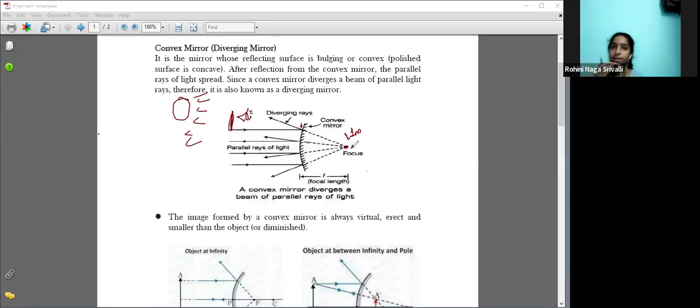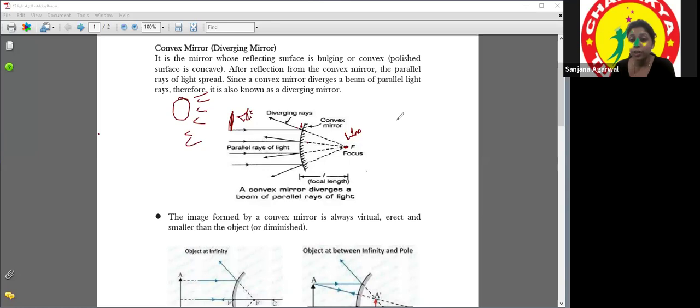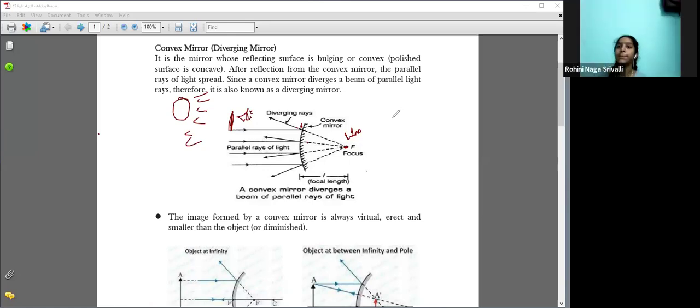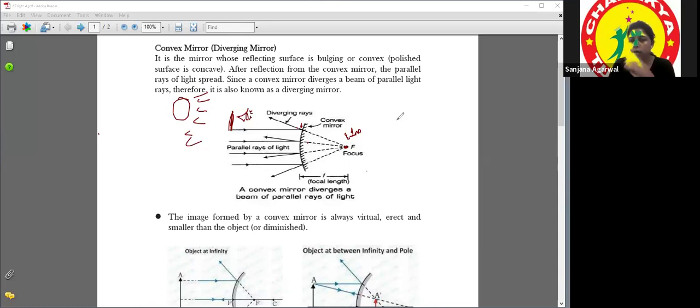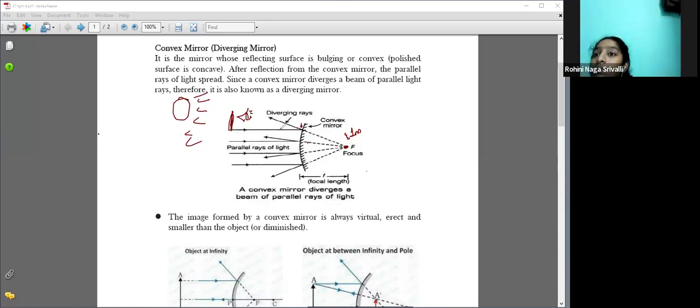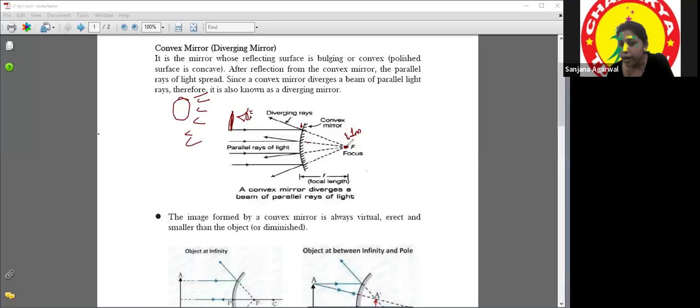In a convex mirror, the light source can only be from infinite distance, right? Because there is nothing like focus or center in a convex mirror. I am going to tell you that, please keep patience, I'm coming to that point. Every parameter is there in this mirror also.